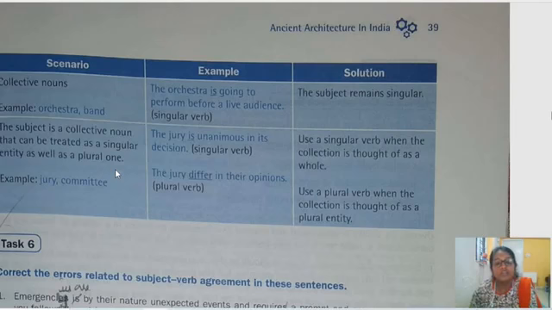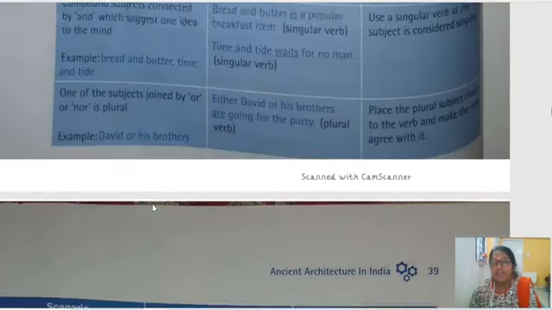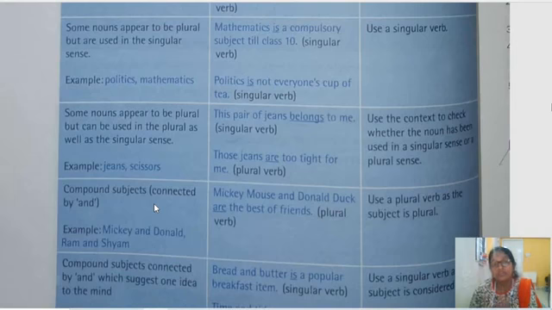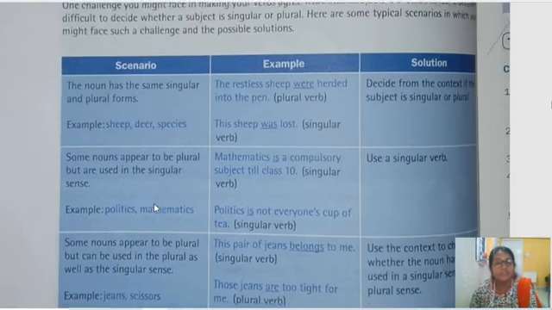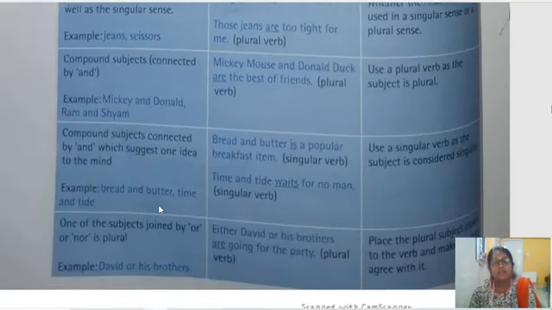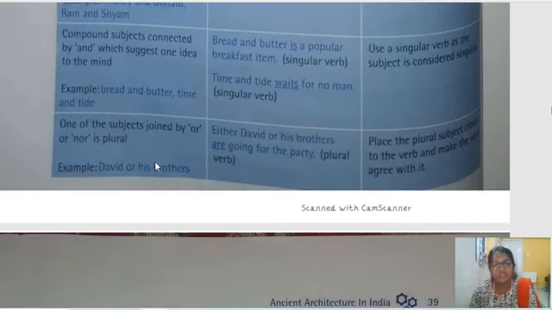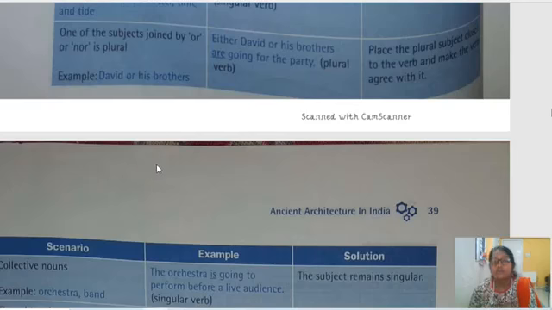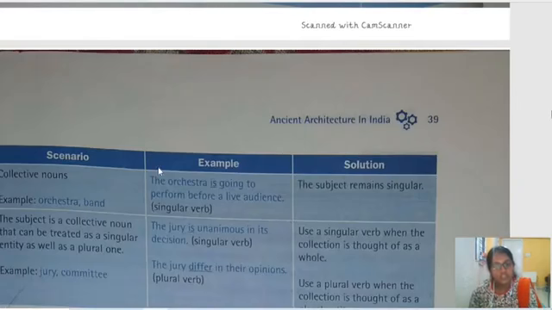So these are the things you have to understand while using verbs. Whenever you come across a subject, you have to be pretty well aware of what those subjects are, and you have to adopt and write a correct verb for the given subject.